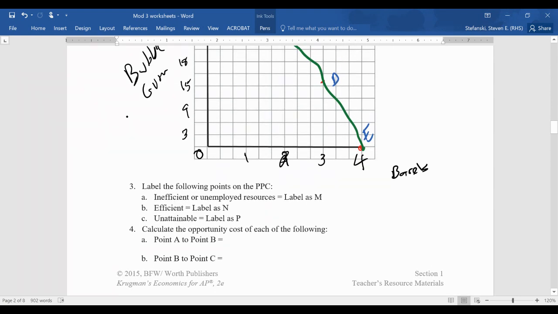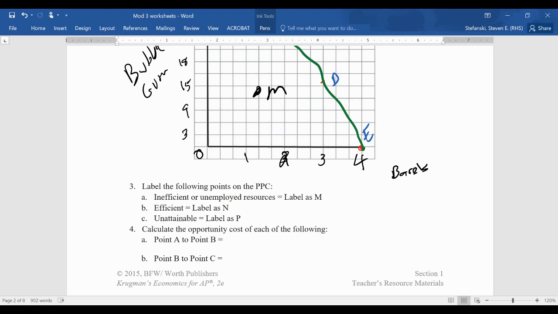It says, for number 3, label the following: inefficient or unemployment, label M. So that could be anywhere. So let's just put right here M, because that's pretty much anywhere. It says just inefficient or unemployment. That's M right there. Boom, done.